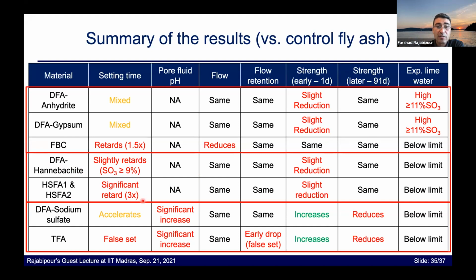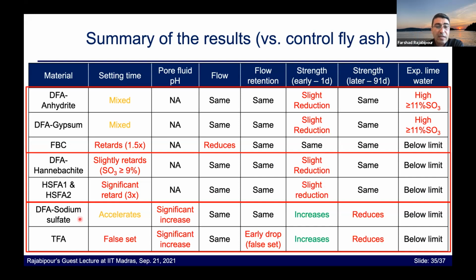The fly ashes that contain hannebachites, such as HSFA 1 and 2, the main issue is that they can cause a fairly significant retardation. Again, this is largely addressed by the use of effective accelerators. Otherwise, they are pretty much good. They have a slight reduction in the early age strength, but they recover very quickly.